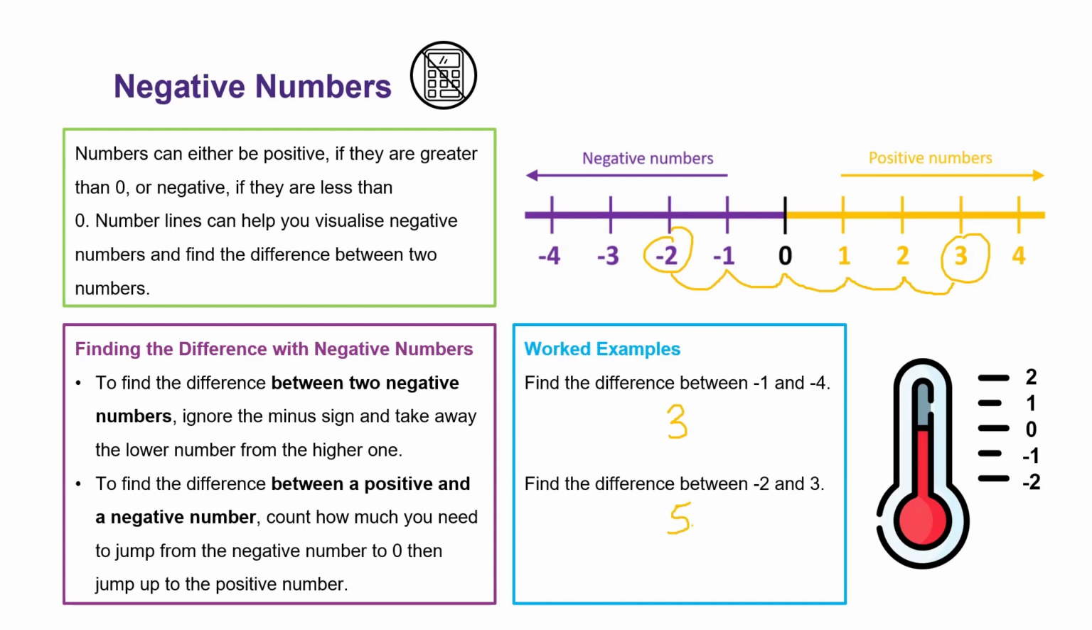Okay. Let me show you how I'd answer this question without using a number line. If I was to find the difference between -2 and 3, what I can do is just draw myself a rough guide. It doesn't have to be accurate, but it can help me visualize what's going on here. If I draw 0 there, I know -3 is somewhere to the left of it and 2 is somewhere to the right.